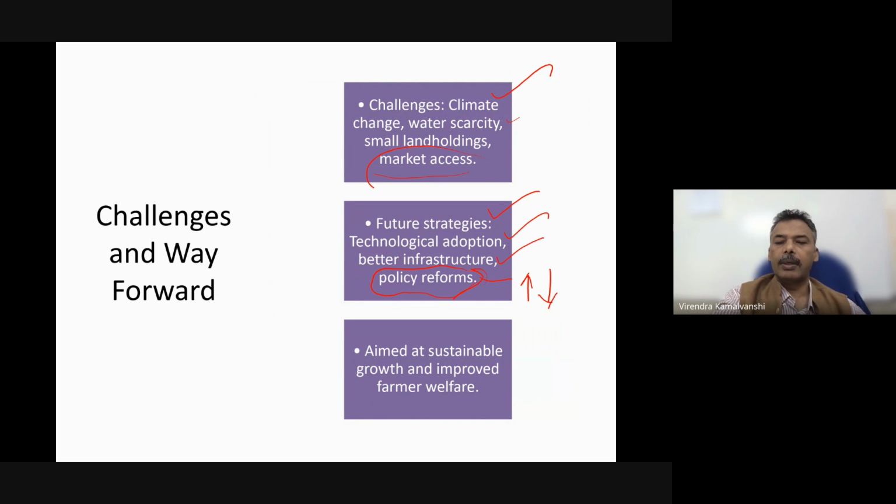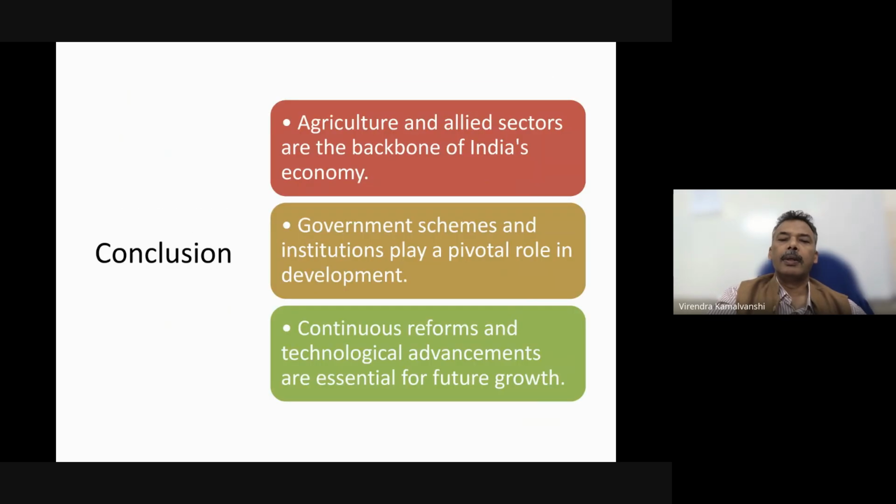Aimed at sustainable growth, we want to sustain; at least if we are not going above, at least that much level is okay for us. So finally we say that all these sectors are the backbone of India's economy. It is normally said that if you take care of agriculture, every other sector will be taken care of automatically. If agriculture is doing well, everything will do well.